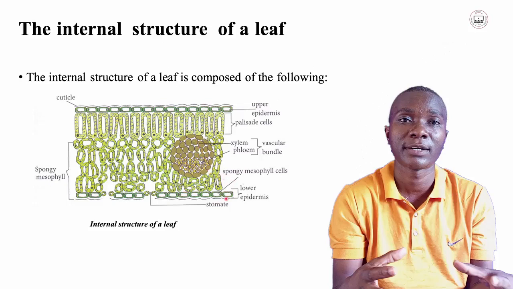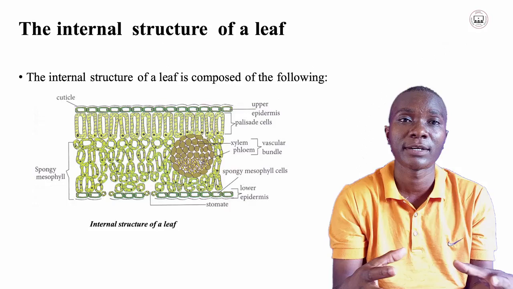Below here we have the lower epidermis, as we have the upper epidermis there, and the spongy mesophyll cells here. Then we have the stomate or stomata. Besides the stomata, they have the guard cells. The stomata here seems closed, and here is open. On the spongy mesophyll, we have these air spaces. They also play a part as far as the function of the leaf is concerned.